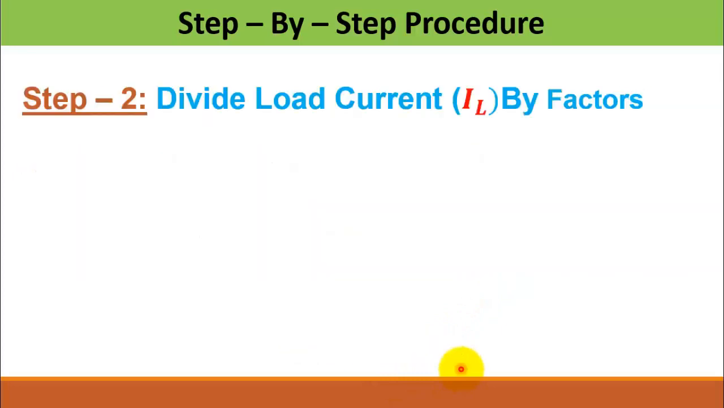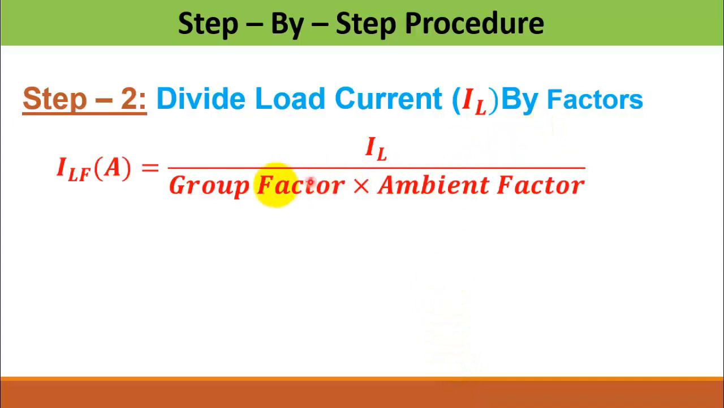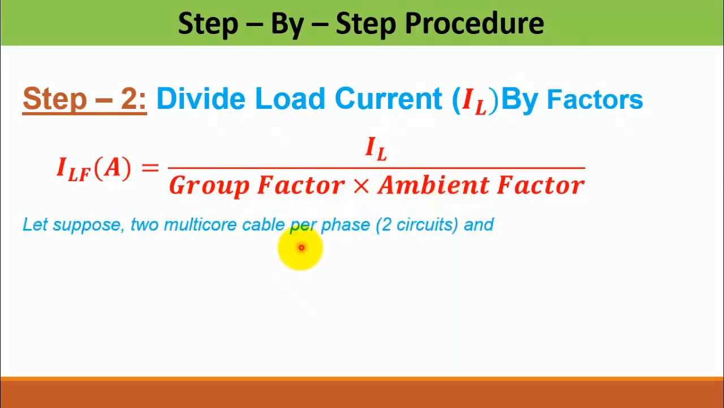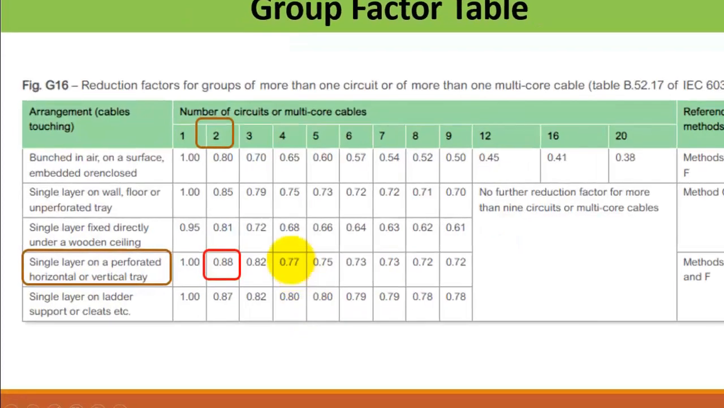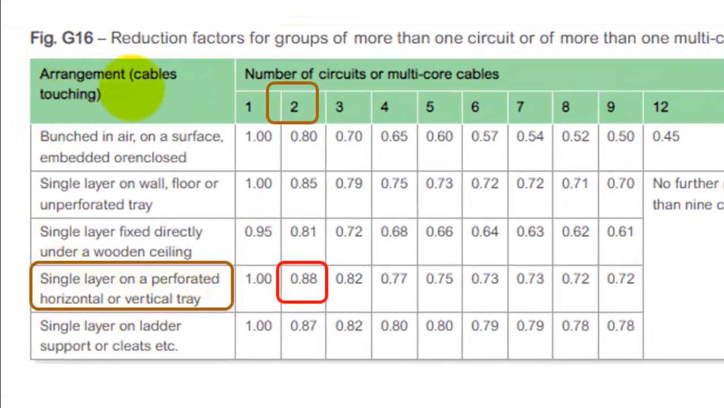The next step is to find the load current after applying all correction factors. For this, divide load current by all derating or correction factors. Let's say we take 2 multi-core cables per phase, and an ambient temperature equal to 45 degrees Celsius. For grouping factor, let's refer to the table. Here first select the method of installation. In my case, I am using perforated cable tray.